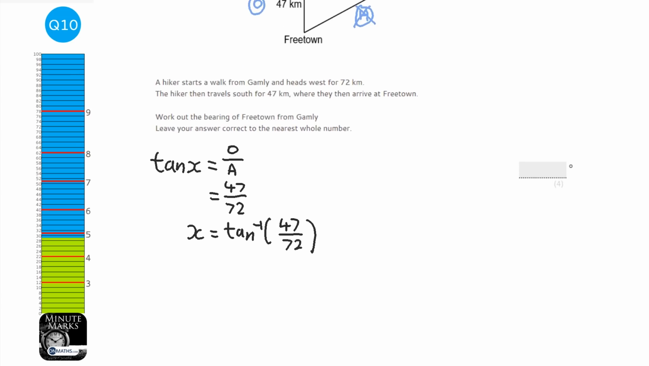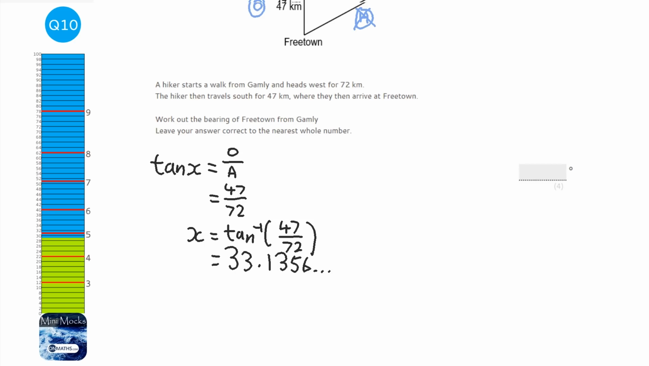Okay, let's just scroll down. Okay, so on the calculator you want to click shift or the equivalent on your calculator and then tan, and then you press the fraction button, 47, and go down, 72. Just don't forget to close the brackets. Every time you click tan or inverse tan, it opens a set of brackets. Just make sure you shut them. Let's press equals, and that equals 33.1356, and so on.